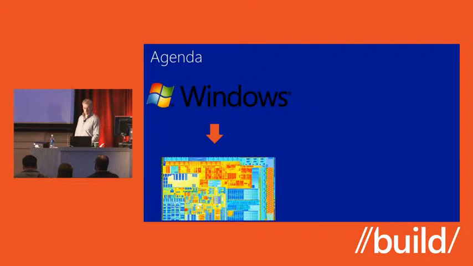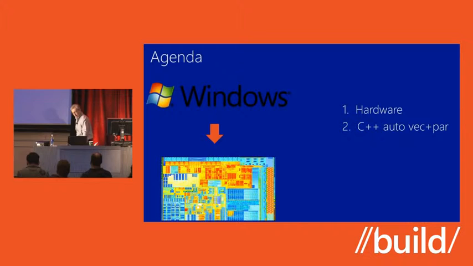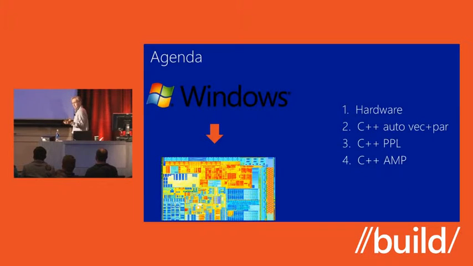And so what I'm going to try to do is talk about the red arrow in a way that makes sense so that you can walk out of here with a little bit of knowledge and a little bit of an understanding so you can go take advantage of the hardware. So I'll go briefly into a little bit of computer architecture. I'll talk about the auto-vectorizer and automatic parallelization that we put into the C++ compiler for Visual Studio 2012. Talk about PPL, because we can't get it all. And then Don's going to come up and he's going to talk about AMP.